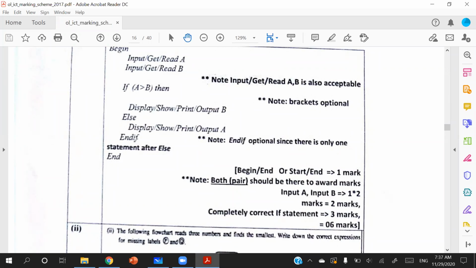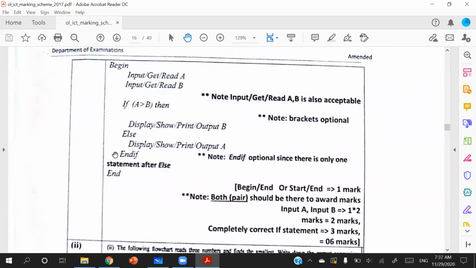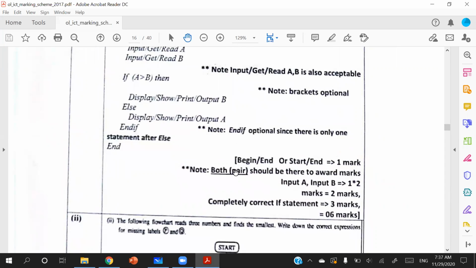Then end if, it is a must, and the end keyword, which belongs to the very begin keyword, right? So begin and end should be there. So the marks are given in that manner. For begin and end or start and end, 1 mark. The inputs have 2 marks, right? And the if section is going to have 3 marks. That is the way they have allocated the marks for this, right?